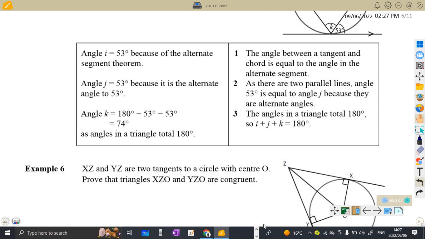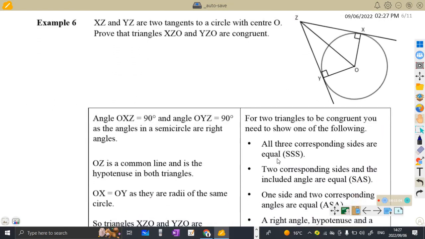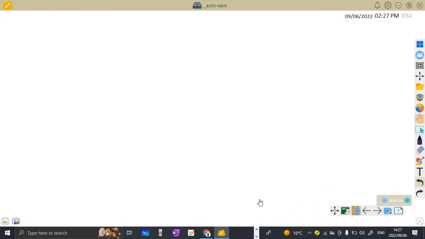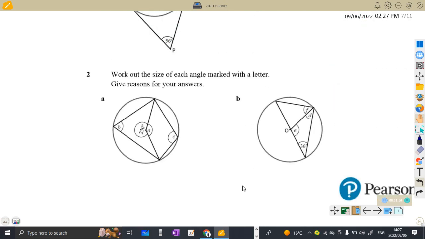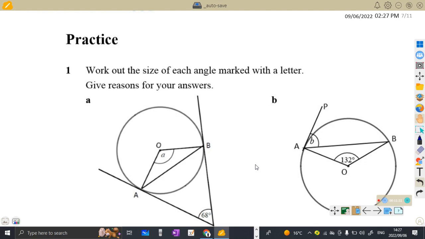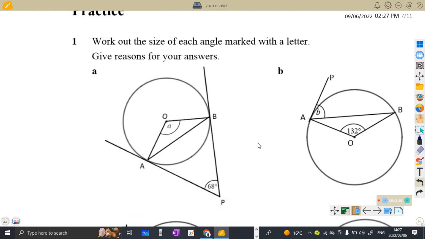But as you can see, guys, it's actually clear. And you must also understand the application of your parallel lines. All of those must work hand in hand for you to attempt any question that you'll be given. All right, so this is the first part of our exercise. Work out the size of each of the marked angles, that is each angle marked with a letter. Give reasons for your answer. In this case, the reasons are definitely your theorems. Whenever you're given this condition, you are working with the theorems.